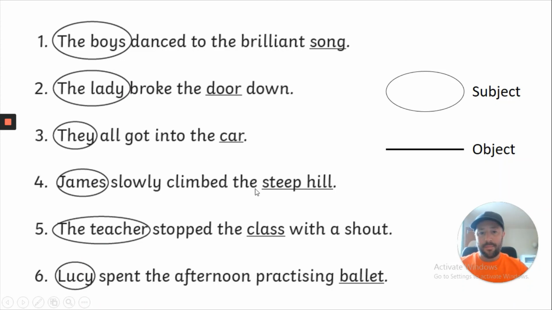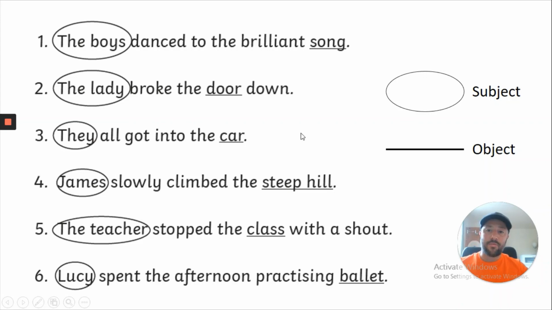James slowly climbed the steep hill. So the steep hill is the object there. And again, we're looking at nouns and pronouns. The teacher stopped the class. So this one's a bit different. The class with a shout, because class is the noun, a collective noun, but it's still a noun. Lucy spent the afternoon practicing ballet.